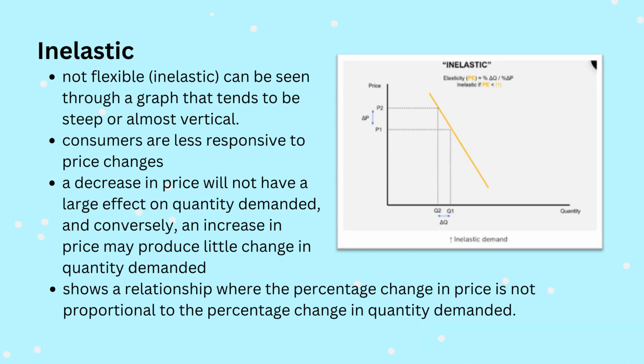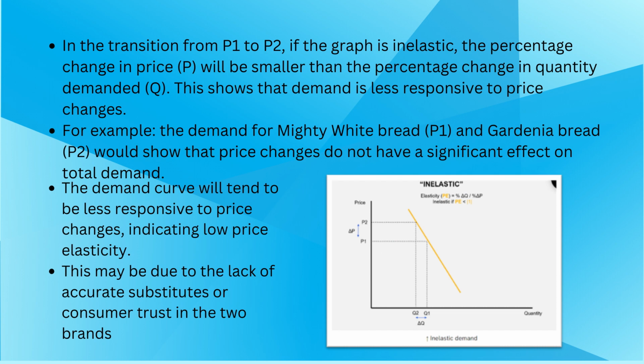The third graph is the inelastic graph. Inelastic demand can be seen through a graph that tends to be steeper, or almost vertical. This shows that consumers are less responsive to price change. In an inelastic state, a decrease in price will not have a large effect on quantity demanded, and likewise, an increase in price may produce little change in quantity demanded. This is usually the case for basic necessities, where consumers may need the item regardless of price change.